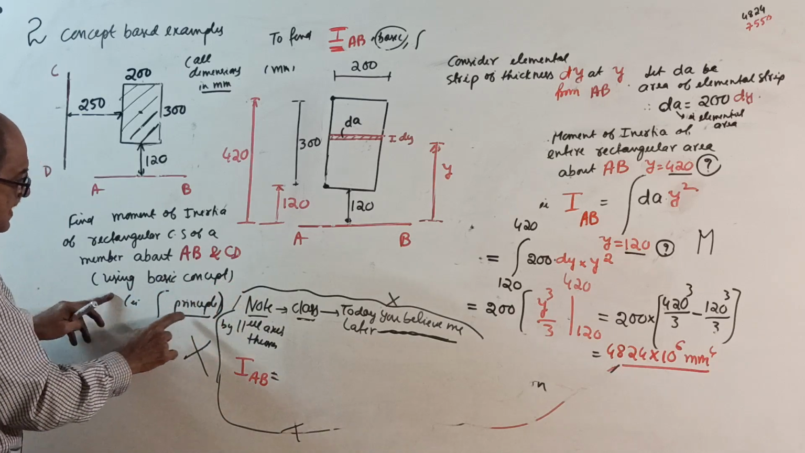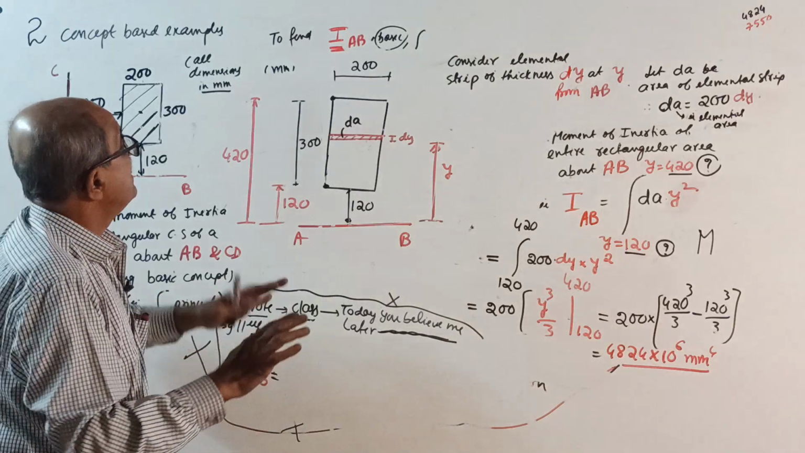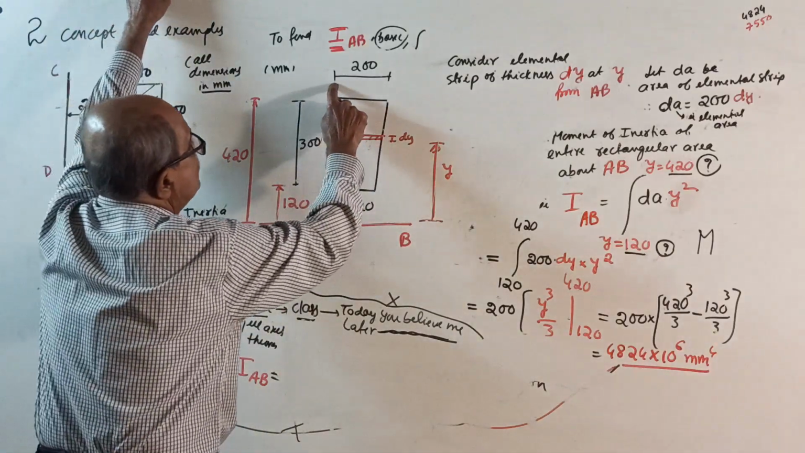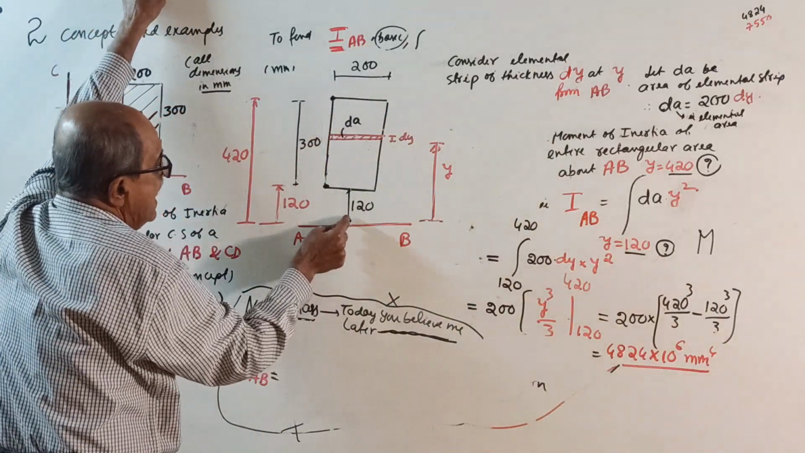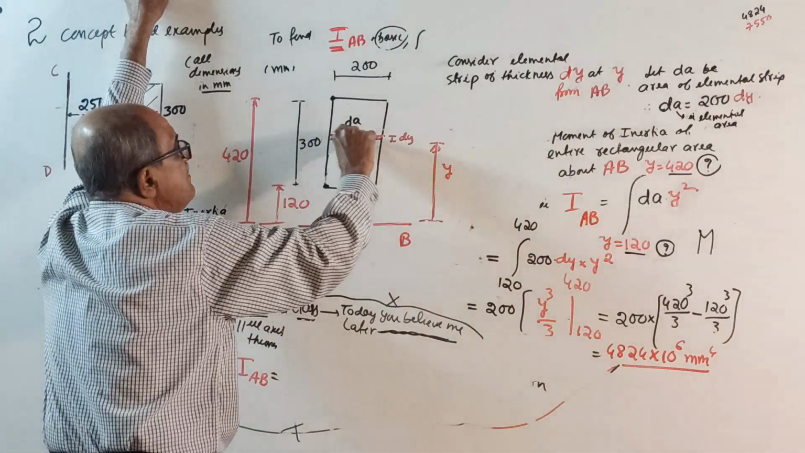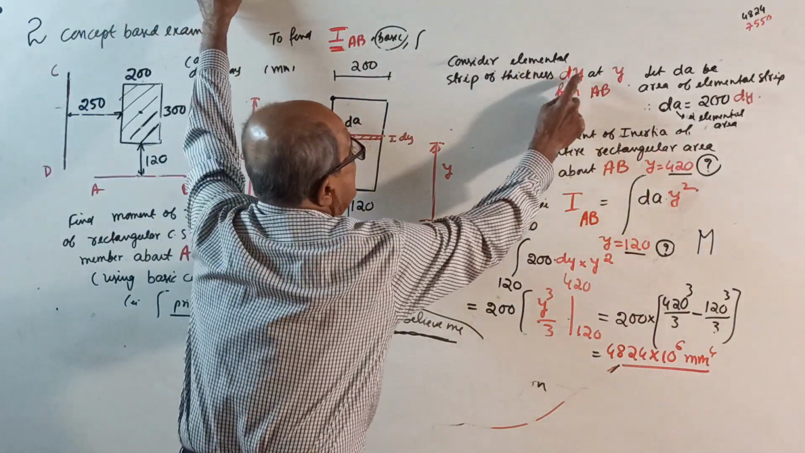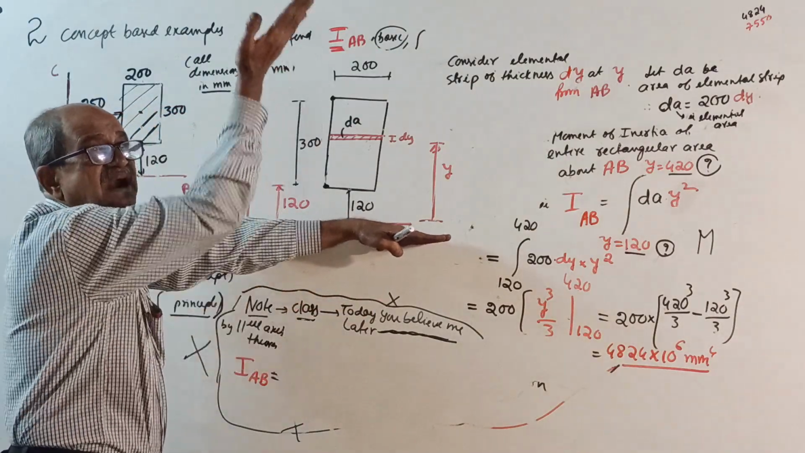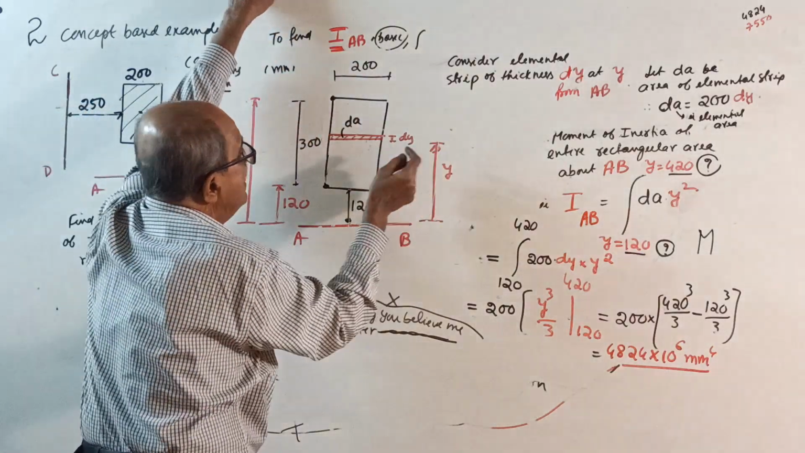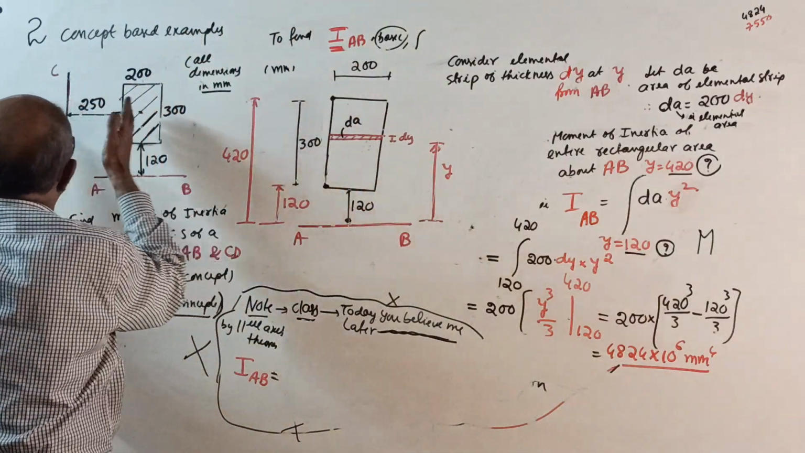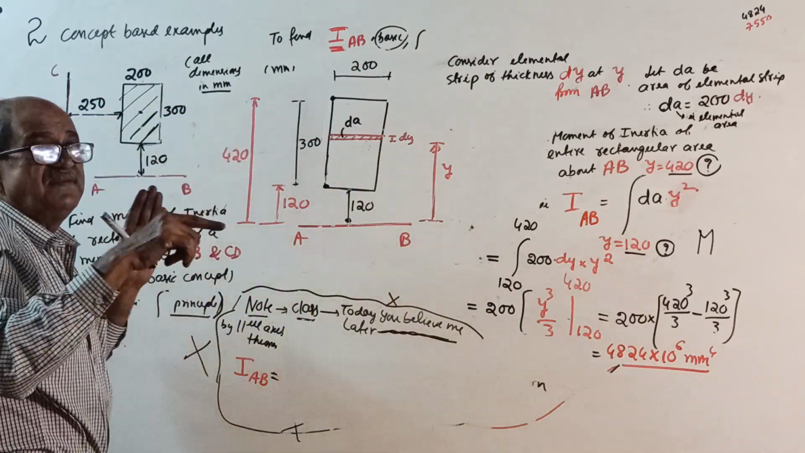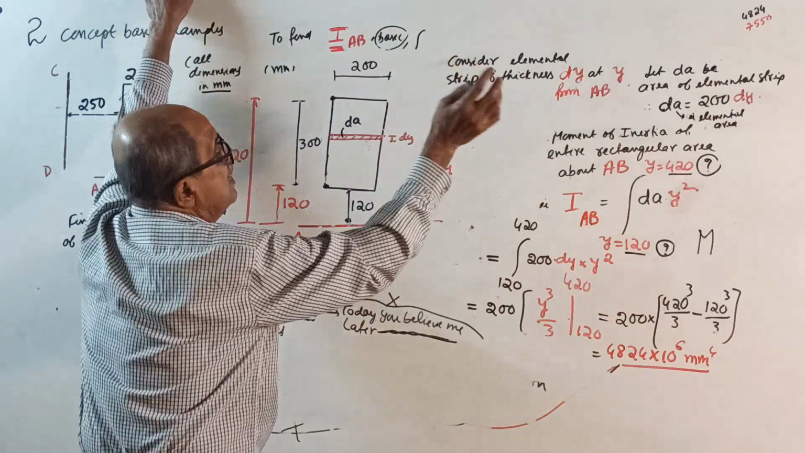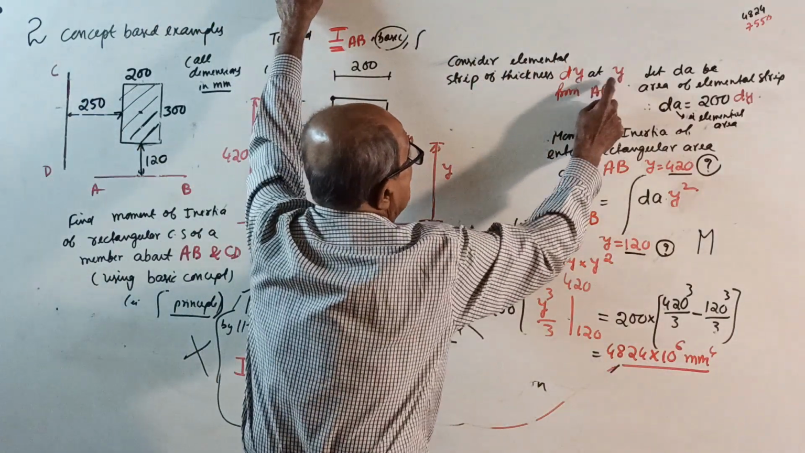Using basic concept, that is the integration principle. Okay, a little fast I will do. To find I about AB, only the AB axis. See, 200 by 300. This gap is 120. Consider an elemental strip of thickness dy. Why dy? Because AB is horizontal. You are considering vertical distance now. Therefore, when you take y variable, thickness is dy. Later, when you go for CD, x variable, thickness is dx. Okay. Thickness dy at y from AB.